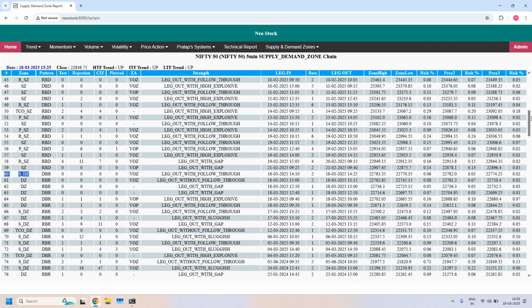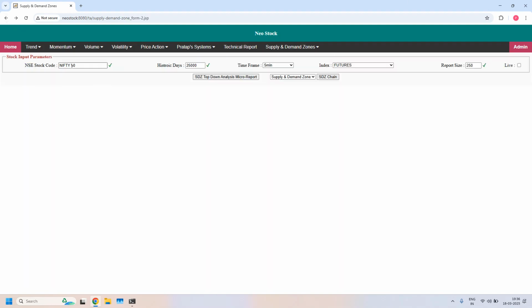Okay. So this is about Nifty 5-minute supply demand zone chain. With this we have completed Nifty. Next we will generate Bank Nifty supply demand zone chain. Nifty Bank is nothing but Bank Nifty. So generating monthly supply demand zone chain for Bank Nifty.